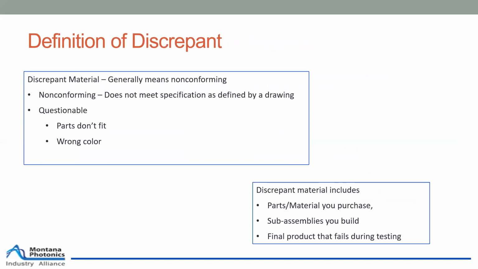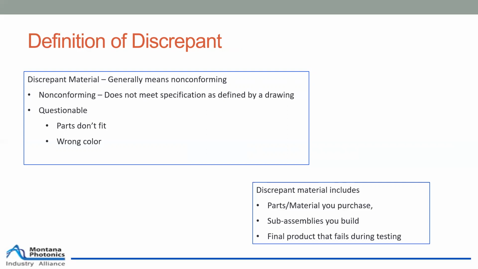So let's talk about what we mean when we say discrepant material. Generally, what we mean when we talk about discrepant material is that it's non-conforming. It's non-conforming, meaning it does not meet specification as defined by a drawing or print. For example, a chip or a scratch in an optic that doesn't meet surface quality spec, dimensions on metal parts that don't meet spec, or a failed PCB.